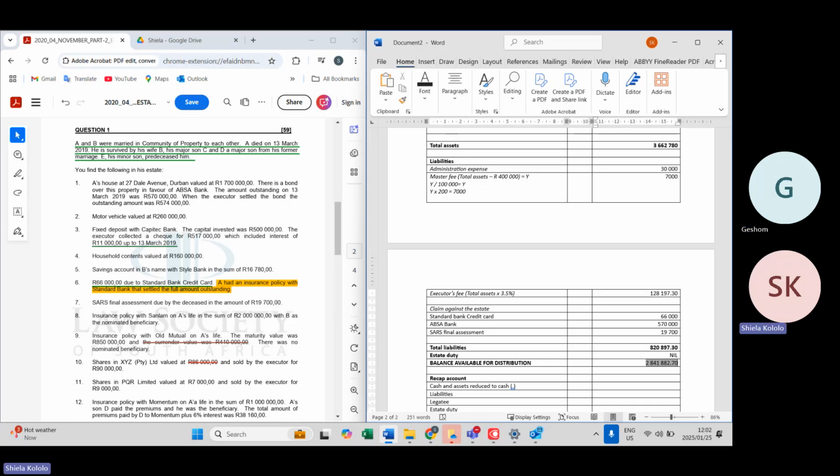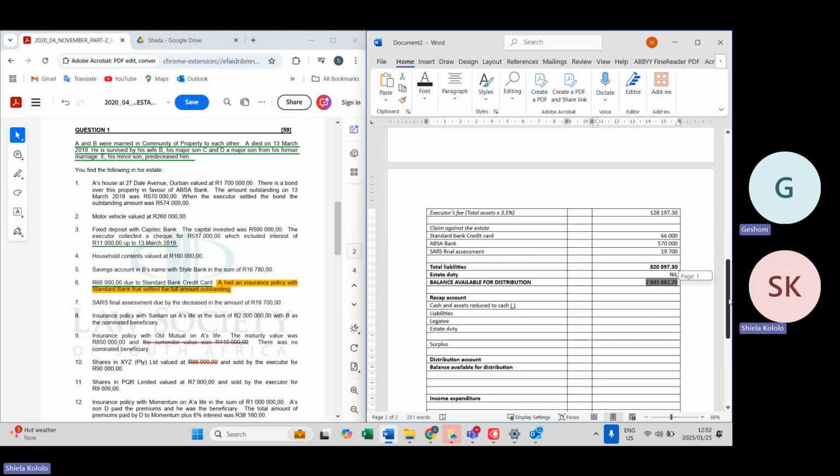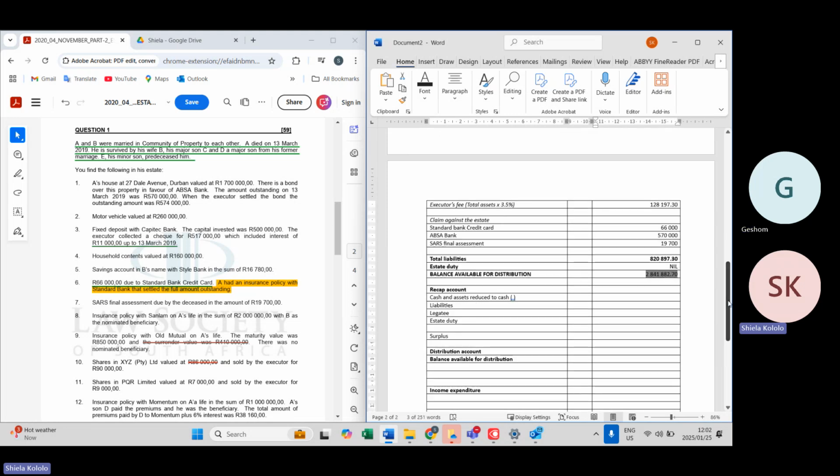So there is your balance available for distribution. Which means when we take our assets, we minus the liabilities, we are left with this amount of money. But I'm going to stop here because I want to give you another exercise on the principles before we move on, so that we know you understand the basic principle in the liquidation account.